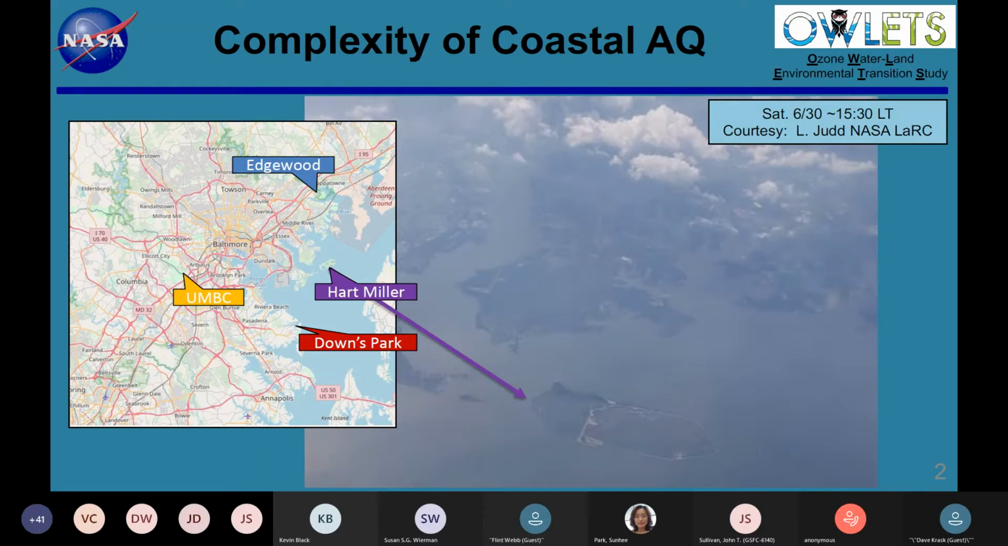So hopefully now the acronym OWLETS is more visually apparent in your mind here, the Ozone Water Land Environmental Transition Study. So really understanding air quality and ozone in complex terrain is the central question that I think this study set out to try to get more observations for. And really the approach was to basically take a suite of measurements to Hart Miller Island, which is shown there in the purple arrow, take a really high resolution, high impact payload to that site, and then have a similar amount of measurements taken at an overland site, which is going to be our UMBC site, and basically try to tease out or infer gradients between the 2 sites within the domain.